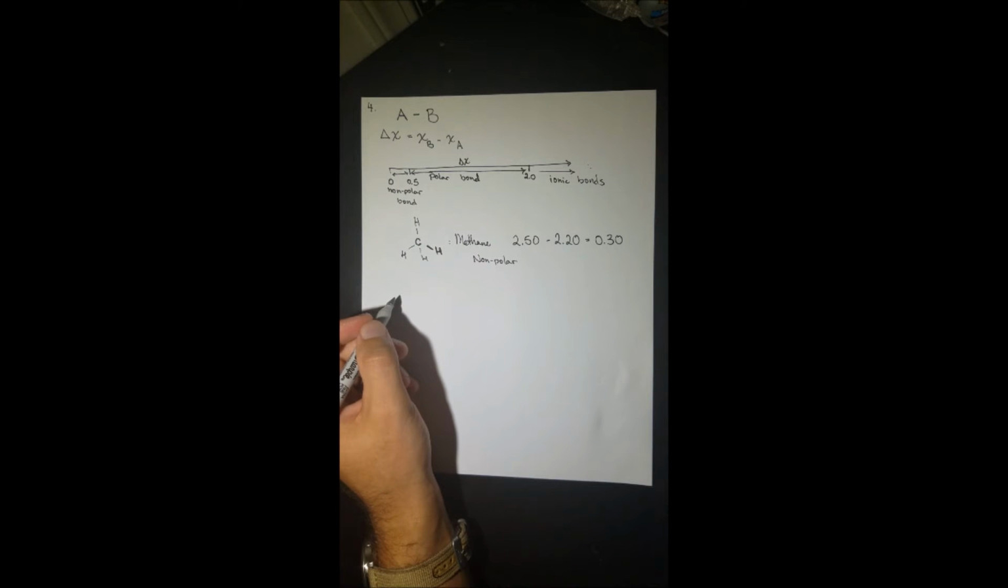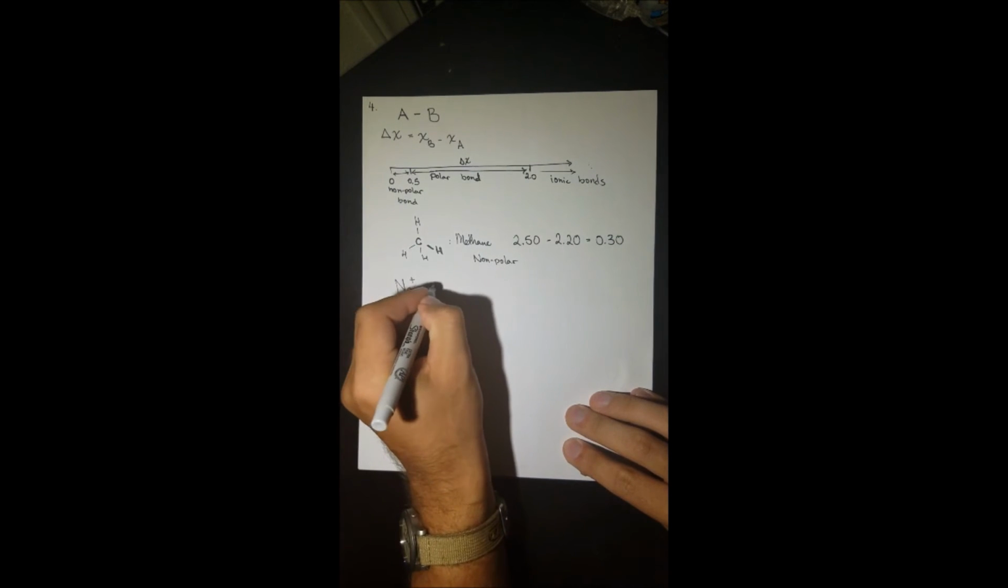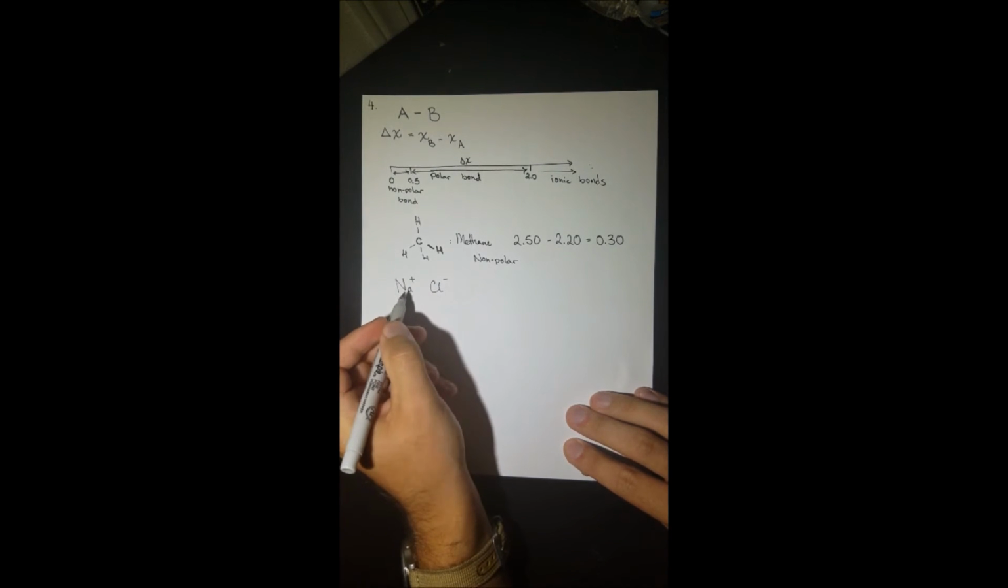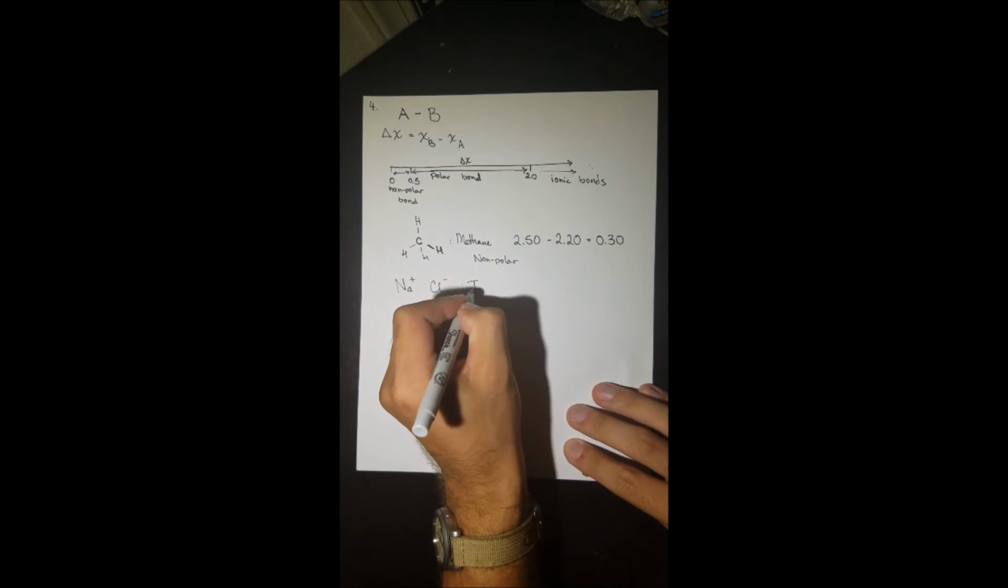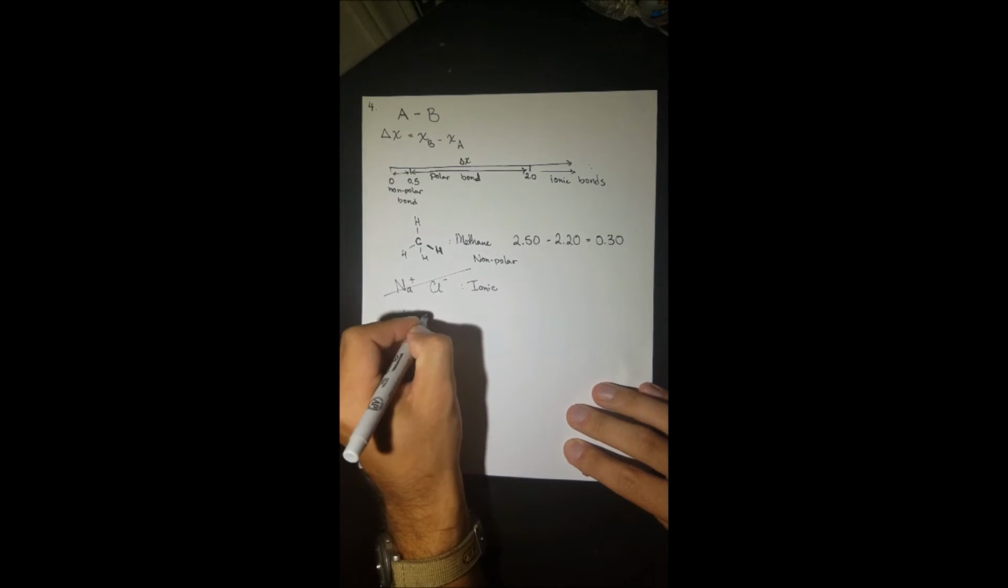Let's see, what is B? B is sodium chloride. Well, we don't need to do anything for sodium chloride because we know right off the bat we've got a metal and a nonmetal, so that's going to be ionic. Clearly, that's not a covalent bond, so that's going to be wrong. Okay, and let's look at one more example.